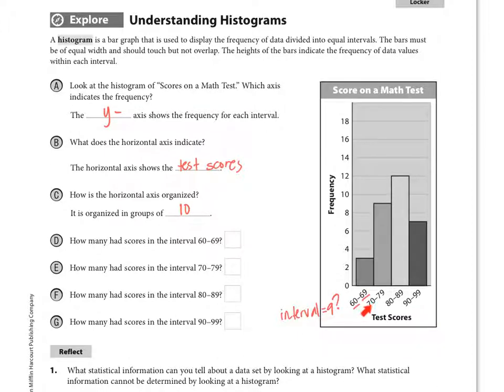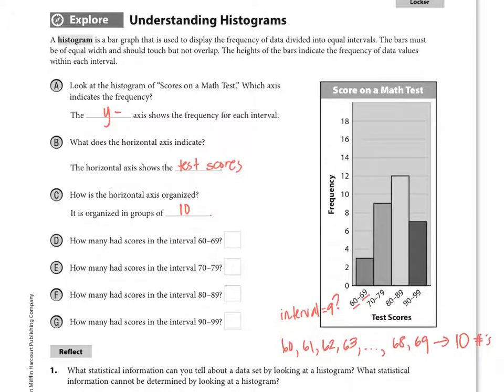So you can think 70 minus 60, or if you were to list all the numbers starting with 60, 61, 62, 63, and so on until 68 and then 69, this is actually 10 numbers. That's why our interval size is 10, or our interval group is 10.